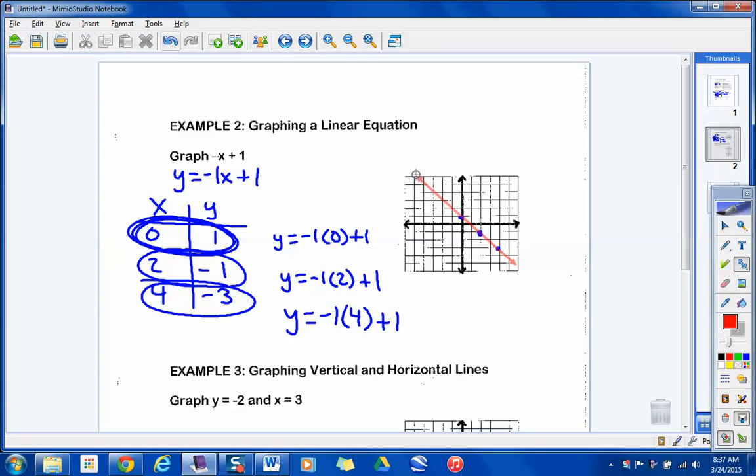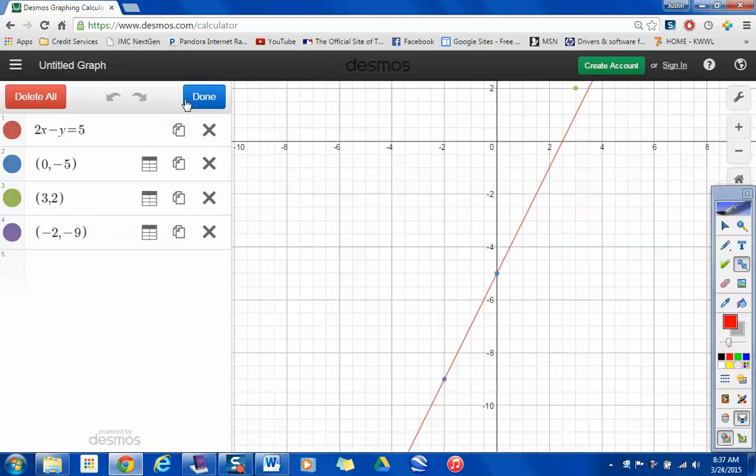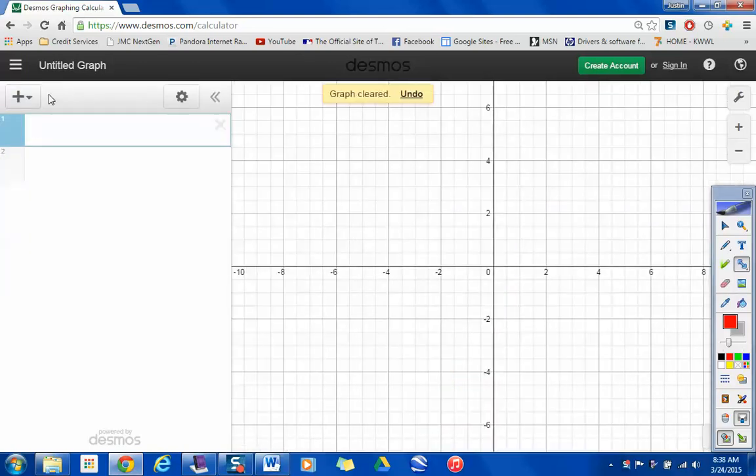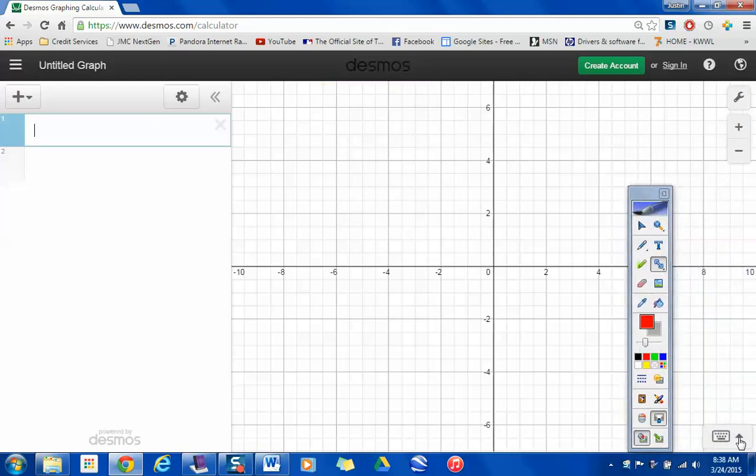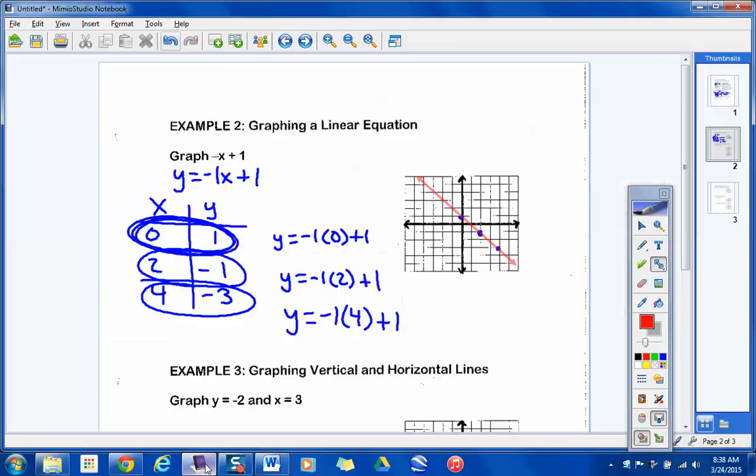Now where could I check to see that I've done this maybe correctly? Well, couldn't I come into here? And I'm going to reset everything. And I'm simply going to type in here y equals. What was the original equation? -1x plus 1. Was that right, guys? In Desmos calculator, does that line look somewhat like what we've got on our graph right here? You guys agree with that?